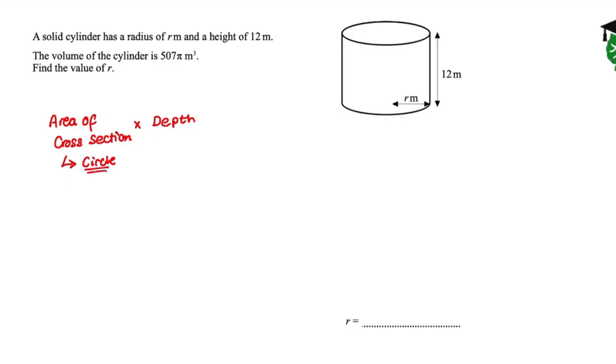Because the cross section is a circle, to work out the area of a circle, it's going to be pi r squared. In this case, we don't know what the radius is. We need to work out what the radius is, so we're just going to leave it as pi r squared. And if we multiply that by the depth, which we are given, it's 12, that's going to give us an answer of 507 pi meters cubed.